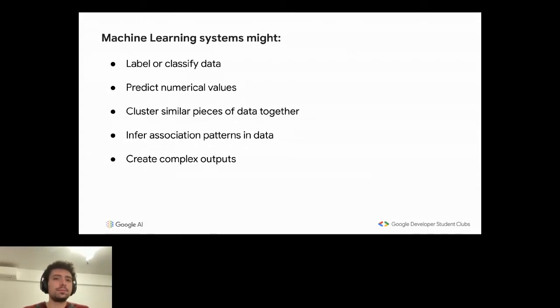All right. So what are some things that machine learning systems do? They label or classify data, right? They can predict numerical values. They can cluster, so that means group pieces. It's very interesting, right? For instance, you can group behaviors of a set of customers. You can also infer association patterns in data, and you also can create complex outputs.